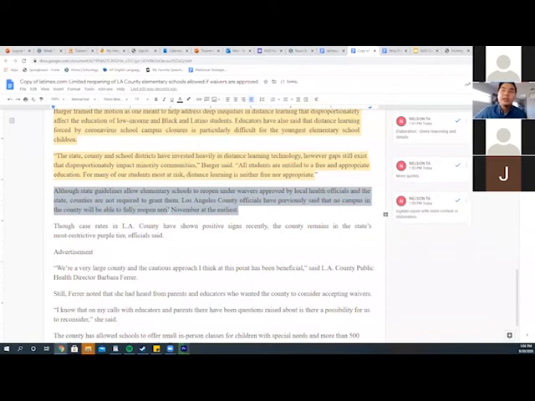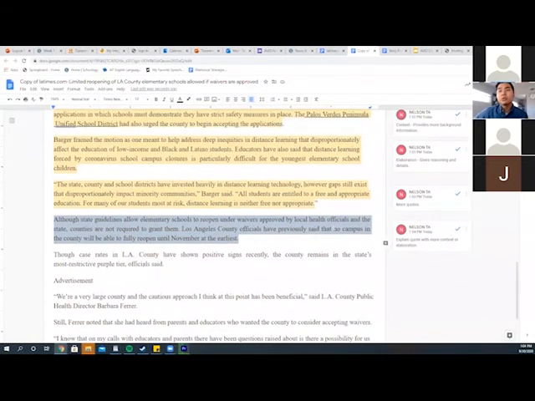Although state guidelines allow elementary schools to reopen under waivers approved by local health officials and the states, counties are not required to grant them. Los Angeles County officials have previously said that no campus in the county will be able to fully reopen until November at the earliest.